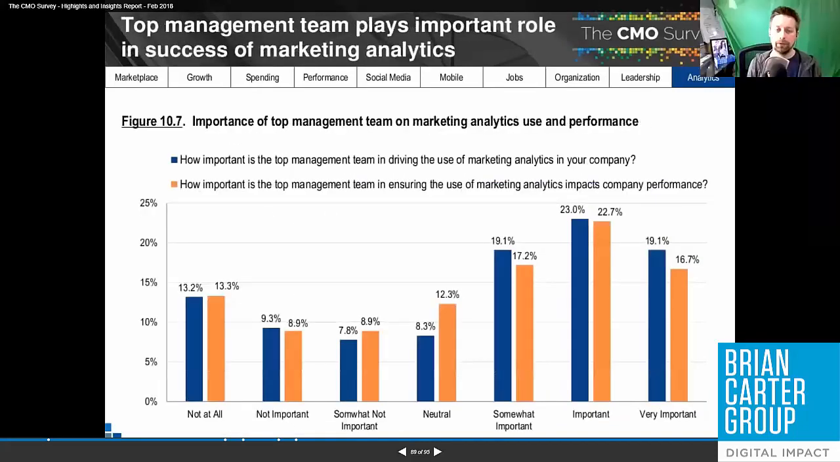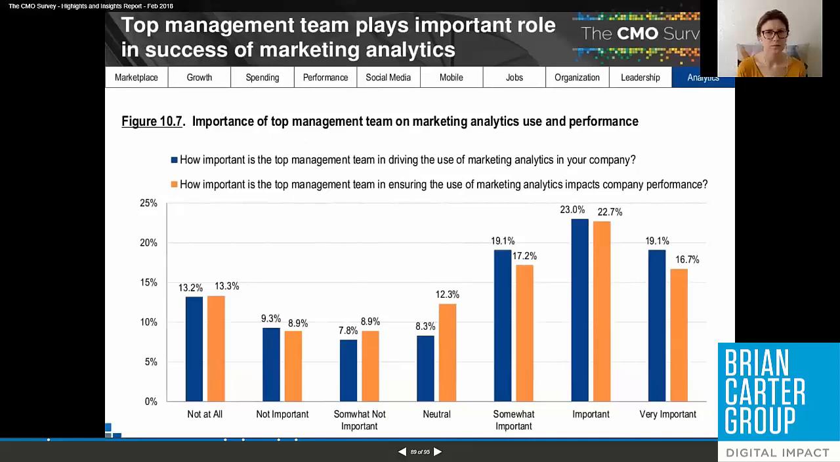I missed this one. Importance of top management team on marketing analytics use and performance. How important is the top management team in driving the use of marketing analytics in your company? How important is the top management team in ensuring the use? Driving versus ensuring. I wonder if that's a distinction without a difference. It does seem quite similar. So 23% said it's important that the top management team drive and ensure the use of marketing analytics. Those are two different questions too. It's not just driving the use, it's ensuring that it impacts company performance.